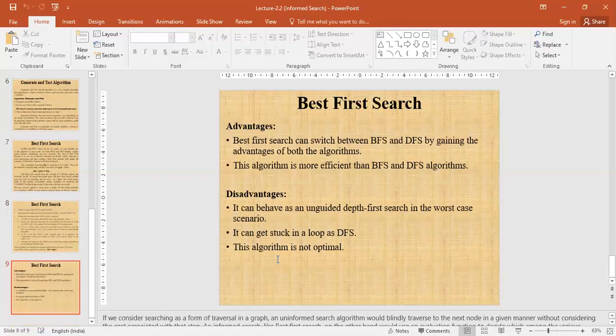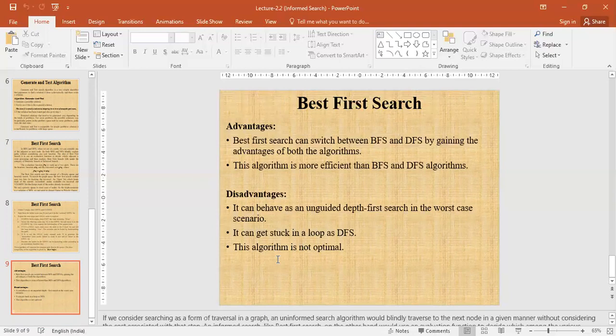So, what are the advantages of best first search? Best first search can switch between BFS and DFS, gaining the advantage of both algorithms. And this algorithm is more efficient than the BFS and DFS algorithms.